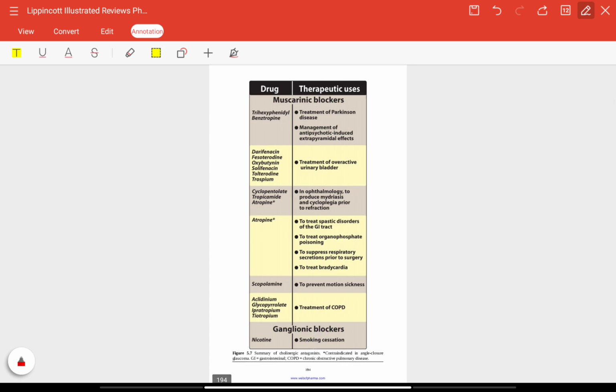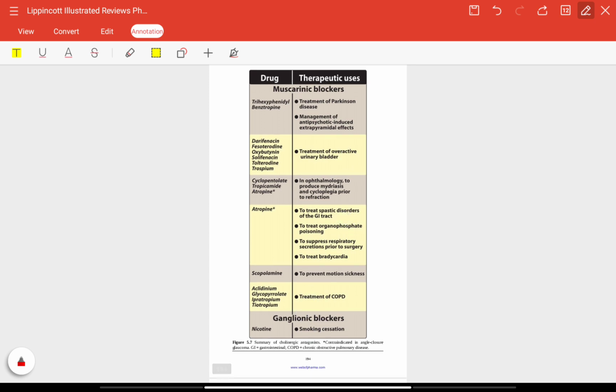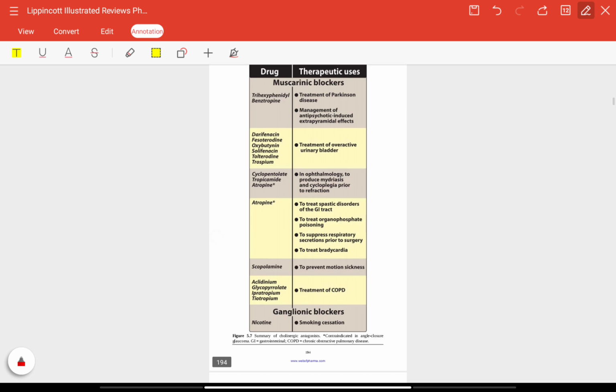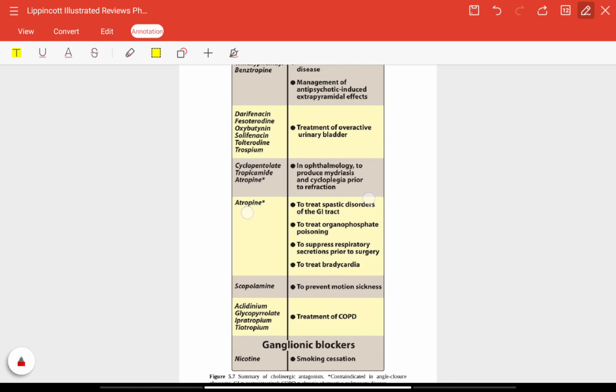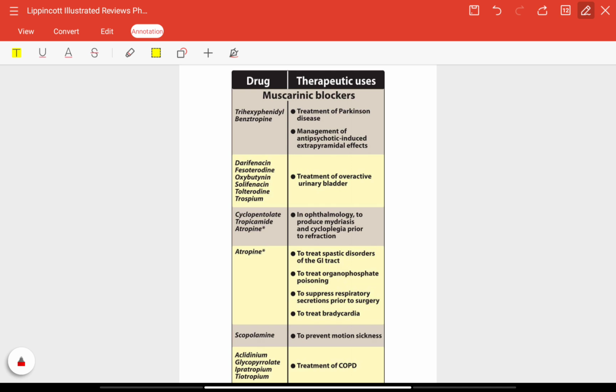Now here we have a summary for muscarinic blockers. The first drugs we studied were trihexyphenidyl and benztropine. These are used as an adjunct for Parkinson disease and management of extrapyramidal effects. Darifenacin, fesoterodine, oxybutynin, solifenacin, tolterodine, trospium are all used in urinary bladder incontinence or overactive bladder. Cyclopentolate, tropicamide and atropine are all used in ophthalmology to produce mydriasis.